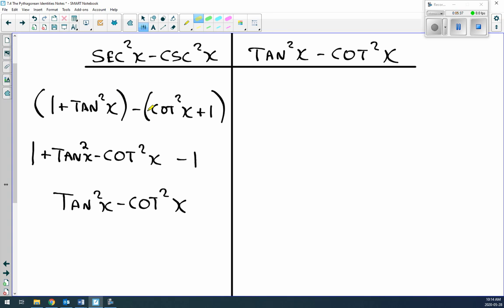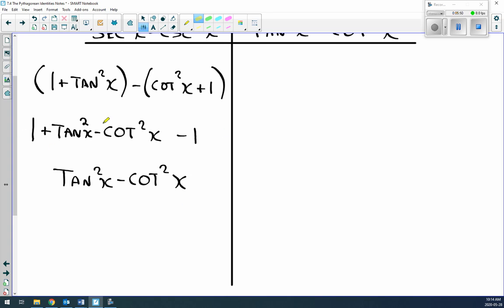We put in brackets there because you've got to watch. That negative is going to apply here, isn't it? So we end up with 1 plus tan squared x, and that's negative cotangent squared x. Why is this negative here? Well, because that negative applies to that one, so it's minus 1. What happens to the ones? They're gone. So we're left with tan squared x minus cotangent squared x.